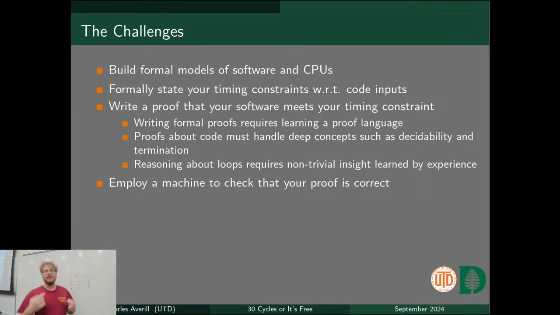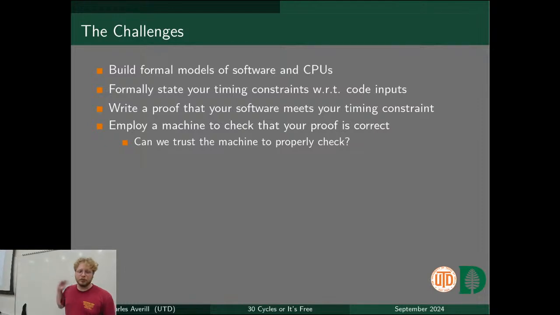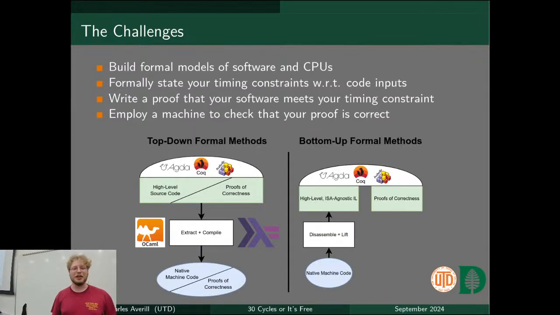And then even if you know the language, the proofs about this code have to handle these complicated concepts like termination and executability and non-overlapping. And there's so many things. And then whenever you have to reason about loops, which is extremely frequent, we all write loops, you have to have this non-trivial insight into loop invariants that you really only get by experience. There's no formula for writing these. And finally, when you're employing the machine, can you actually trust that the machine checks your proof? The answer is yes, but don't think about that too hard. That's another 90-minute talk that I can give.